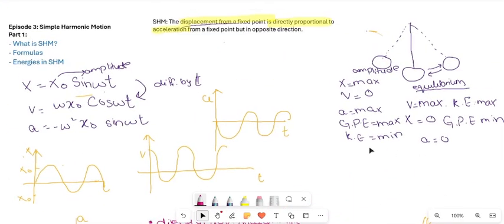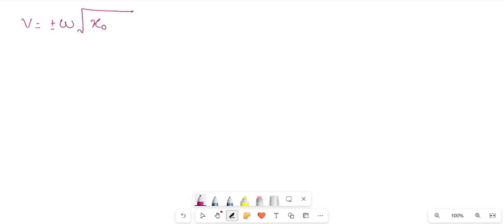We're done with what is SHM, we're done with formulas, and we've looked at their graphs as well. The last thing we're left with is energies in SHM. Now, what do we mean by energies in SHM? Before I move on, there is one formula that I would like to write here, that is velocity is plus minus omega root of x naught square minus x square.